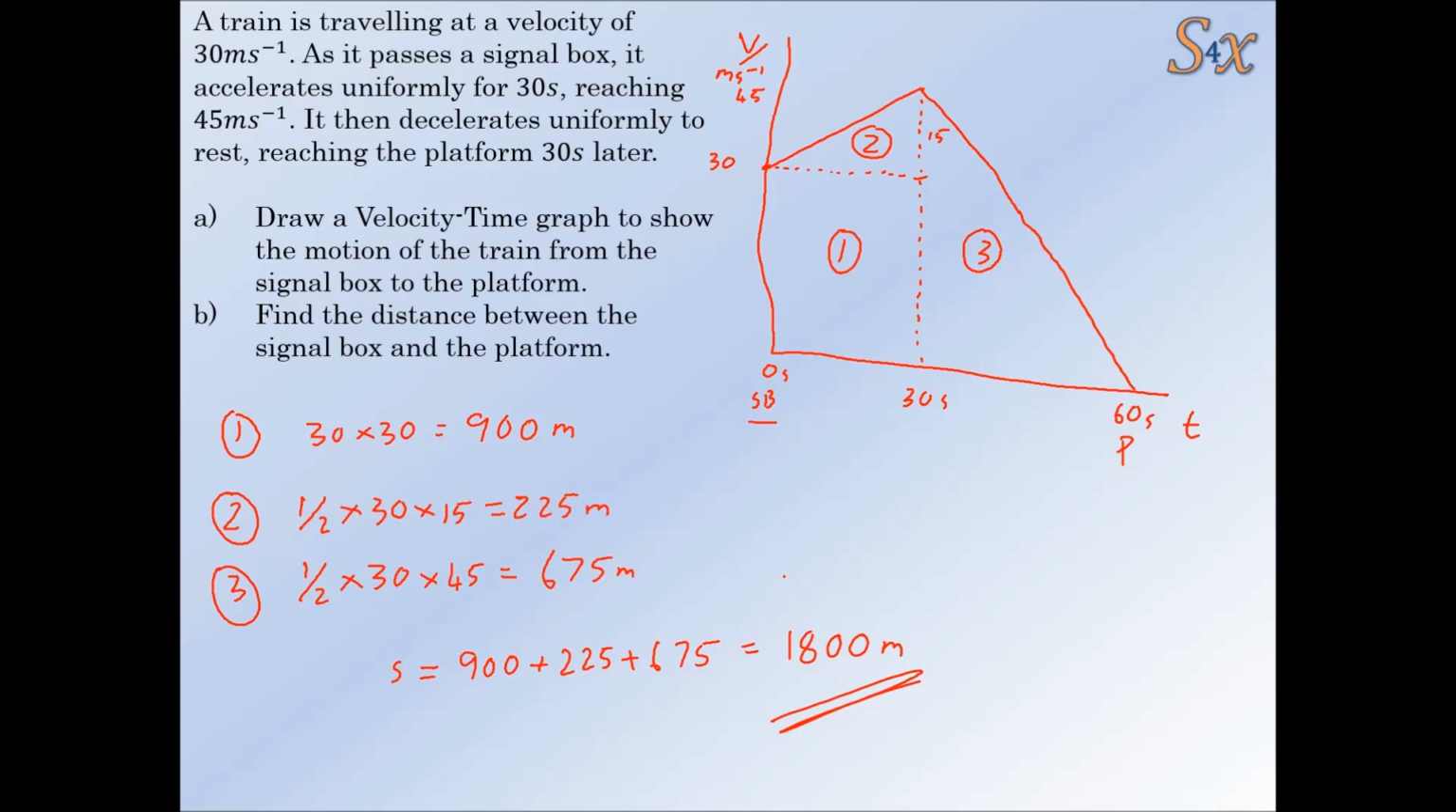So we've just drawn a velocity time graph. Not too complicated. Just make sure you mark on as much information as you can work out from the question. And then we've just found the distance travelled by considering the area under the graph and splitting that area into simple shapes, so we can easily work out the area of each of those shapes, add them together, and that gives us the total distance travelled by the train.